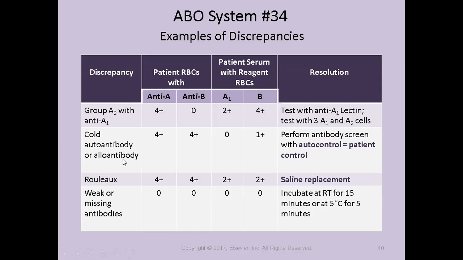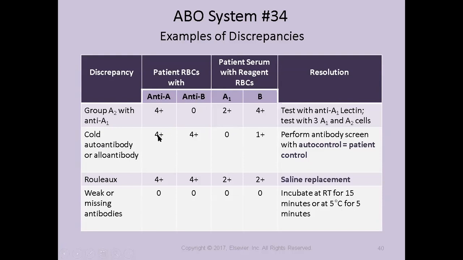So our next example, cold autoantibody or ALO antibody. Okay, so we look at the forward typing, it looks like type AB. Let's think. Does type AB have any antibodies to be detected in reverse typing? And the answer is no. We should get zeros or negatives here. And here it looks like they have an anti-B. So they're back typing as type A. Okay, so that's a discrepancy.